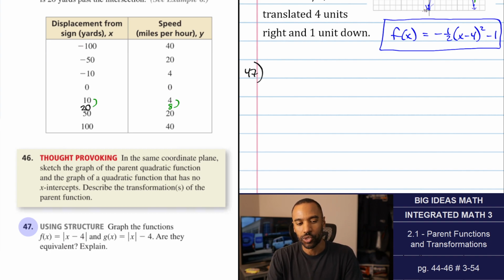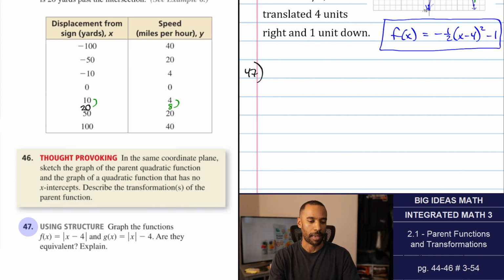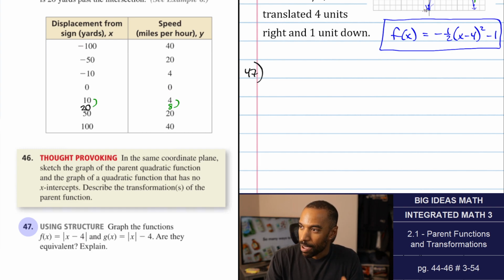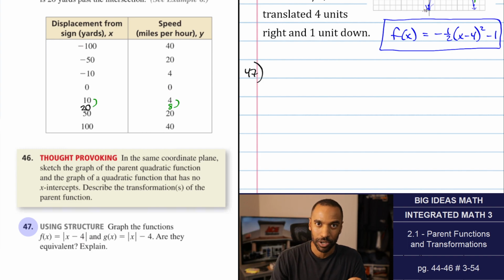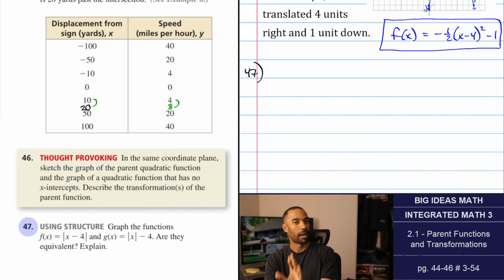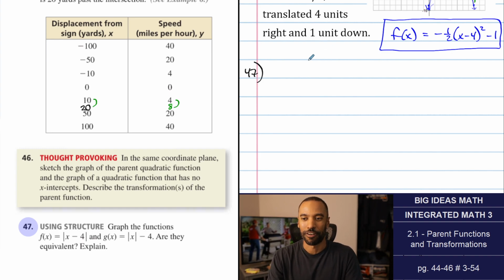Number 47, using structure. Graph the functions f of x equals absolute value of x minus 4 and g of x equals absolute value of x, minus 4. Are they equivalent? Explain. They may be equivalent, but it's by accident. Oh, I'm sorry, this is absolute values. They will not be equivalent. If they were linear functions, they would be.